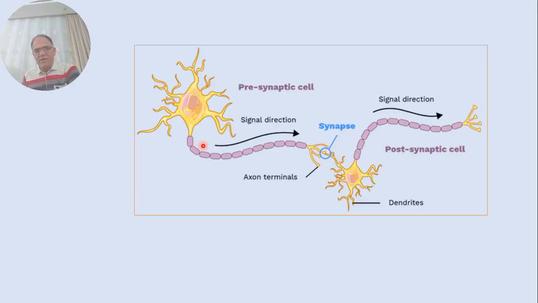The direction of the nerve impulse happens along the length of the presynaptic cell. After that, it passes from the synapse to the postsynaptic cell.